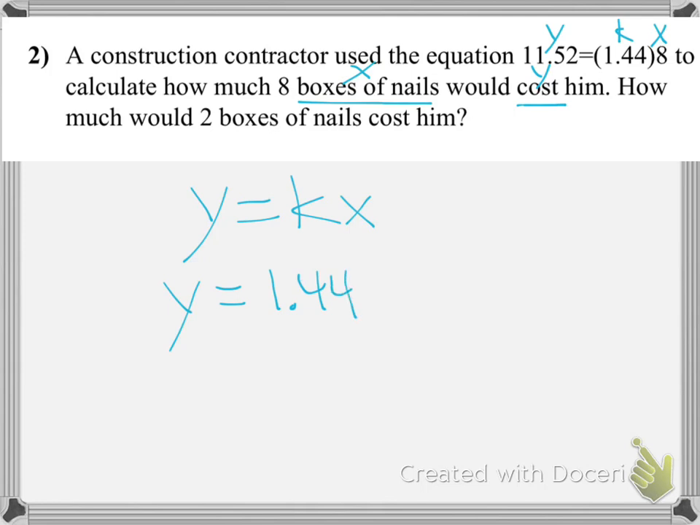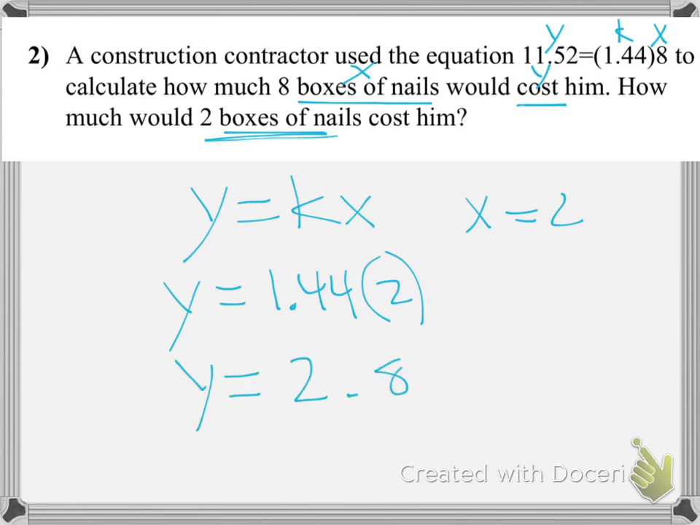And our x value is representative of the number of boxes of nails. And in this case, we have 2 boxes of nails, so we substitute x equals 2 into the original equation. So instead of writing x, we put a 2. So y equals 1.44 times 2, or 2.88. So 2 boxes of nails would cost $2.88.